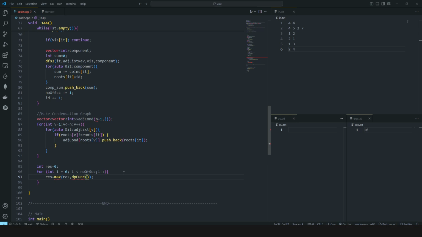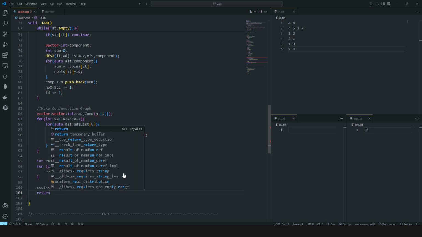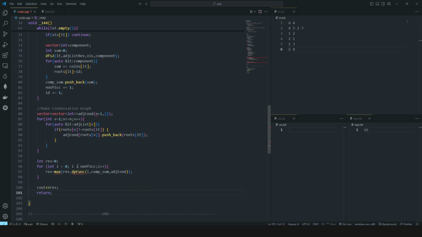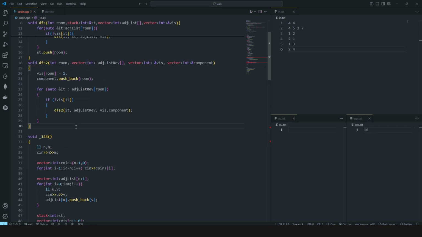I'll be passing the current ID, that is I, the component sum, you will soon see why, and then the condensed adjacency list that we just constructed above. And after that, whatever the final result will be, will be our answer, and we will return it. So let me write this DP function quickly.